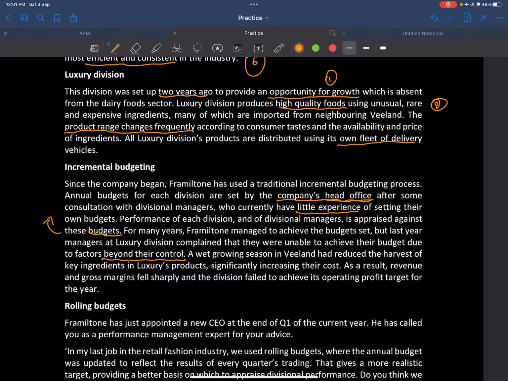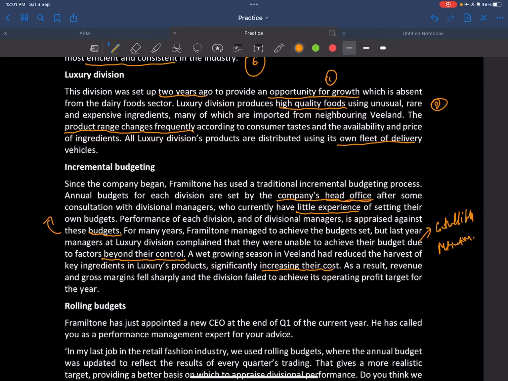So of course, I'm going to talk about something very important over here. What is that important thing? It is basically controllability. I would talk about motivation, right? Motivation. Because why did that happen? Because a wet growing season in Wayland had reduced the harvest of key ingredients. What happens when there is less supply? Of course, increasing their costs, right?